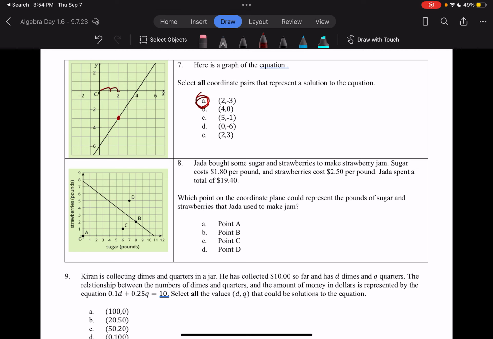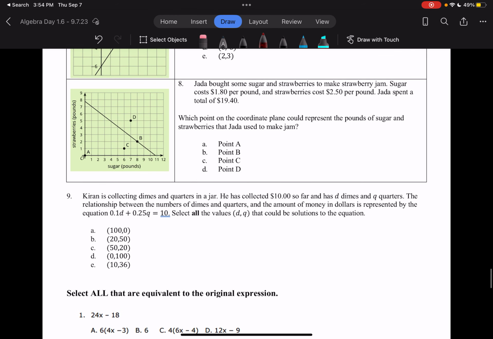So your job is to find these points and see, is it a solution? If it is on the line, it's a solution. If it's not on the line, it's not a solution. Your hint here is there's two more that you're looking for. You can find them.